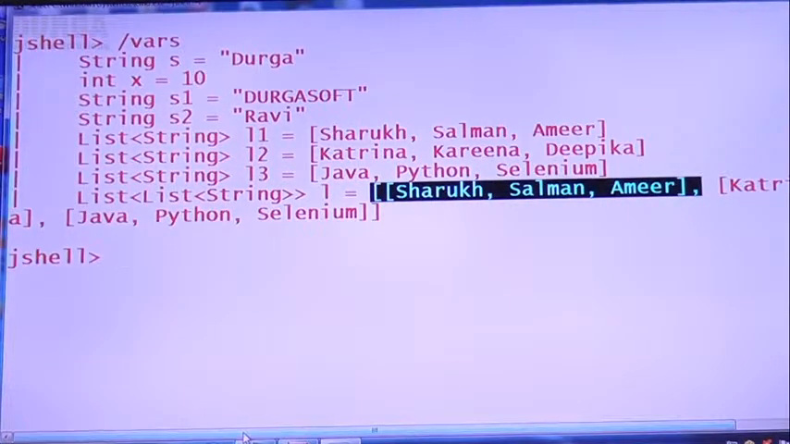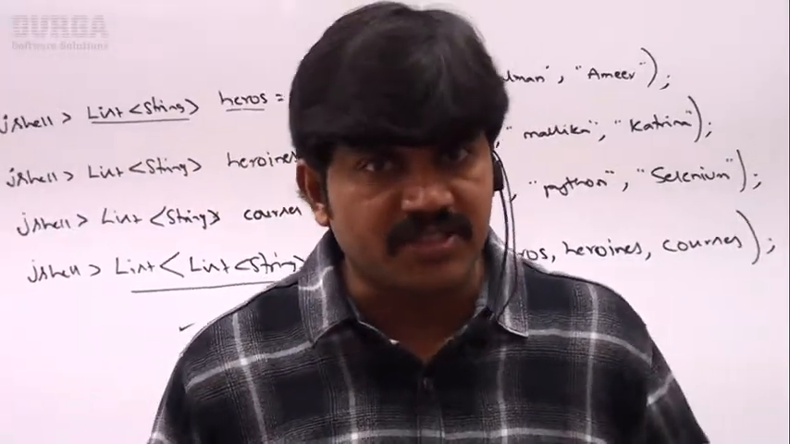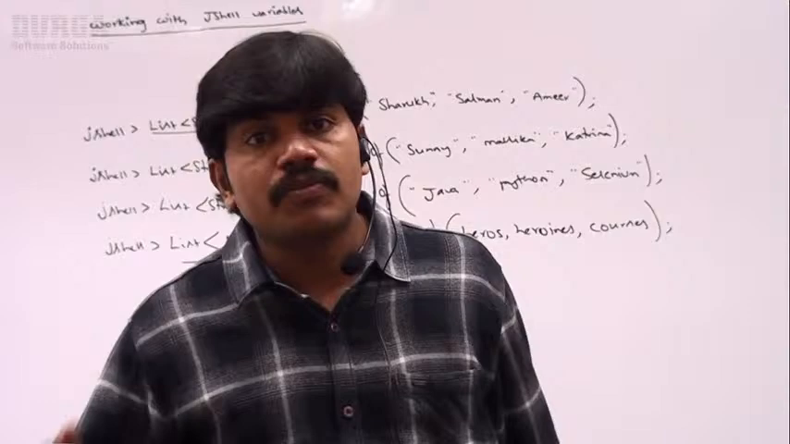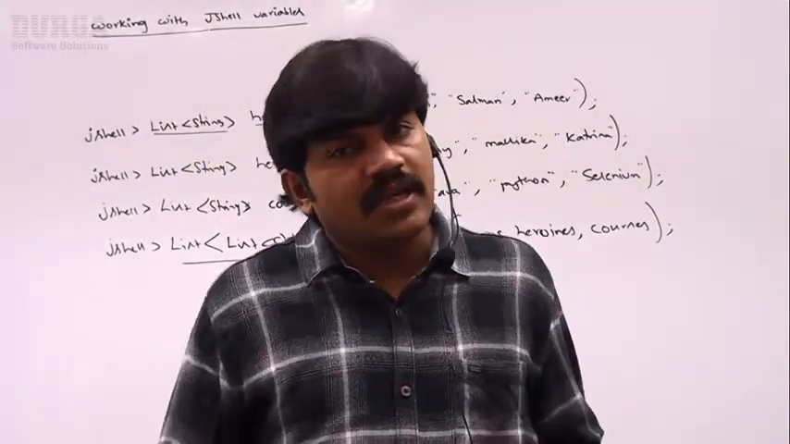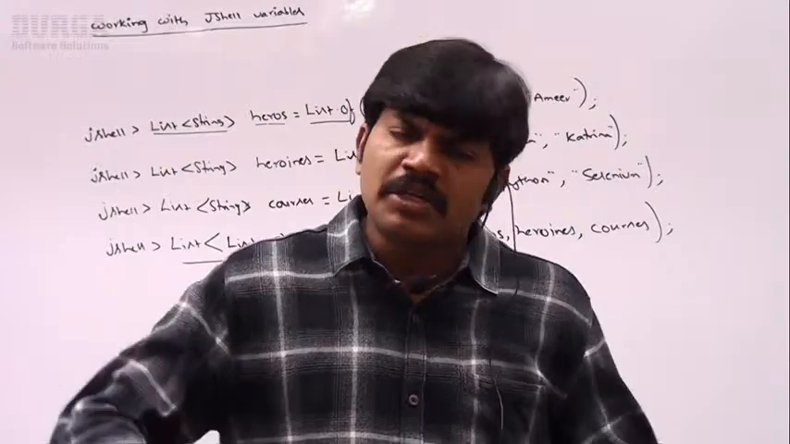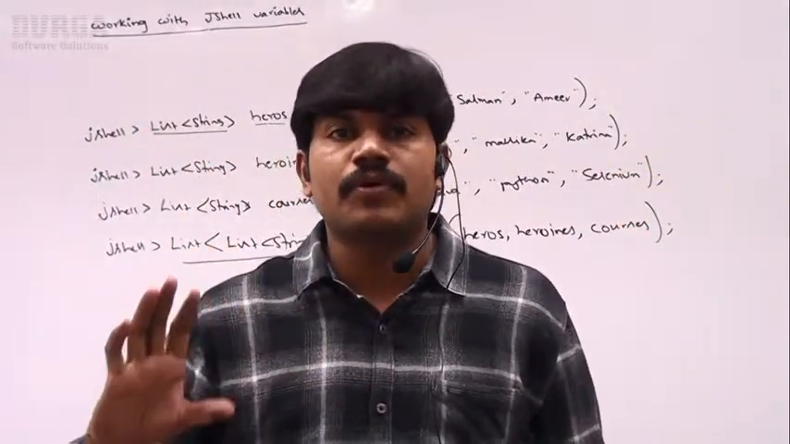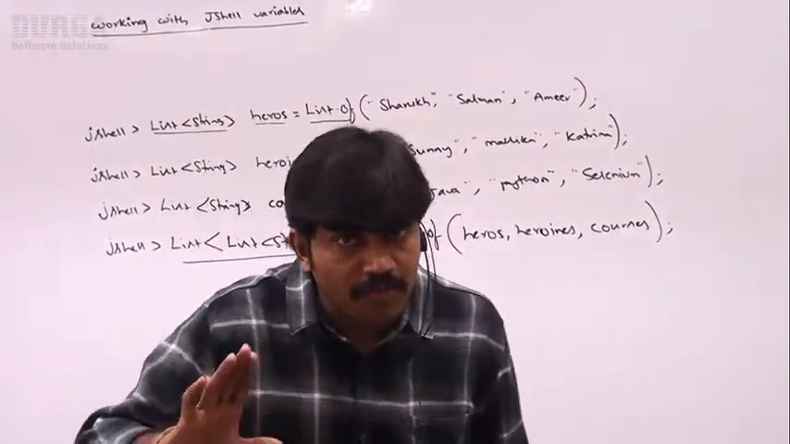So is it possible to create complex variables in the JShell or not? Why not? Big lengthy variables also you can create. Don't feel that only int x is equal to n, string s is equal to Durga always. Sir, ArrayList variable, next HashMap, any type of variable which is allowed in our Java programs, happily we are allowed to take in the JShell also, no problem at all.